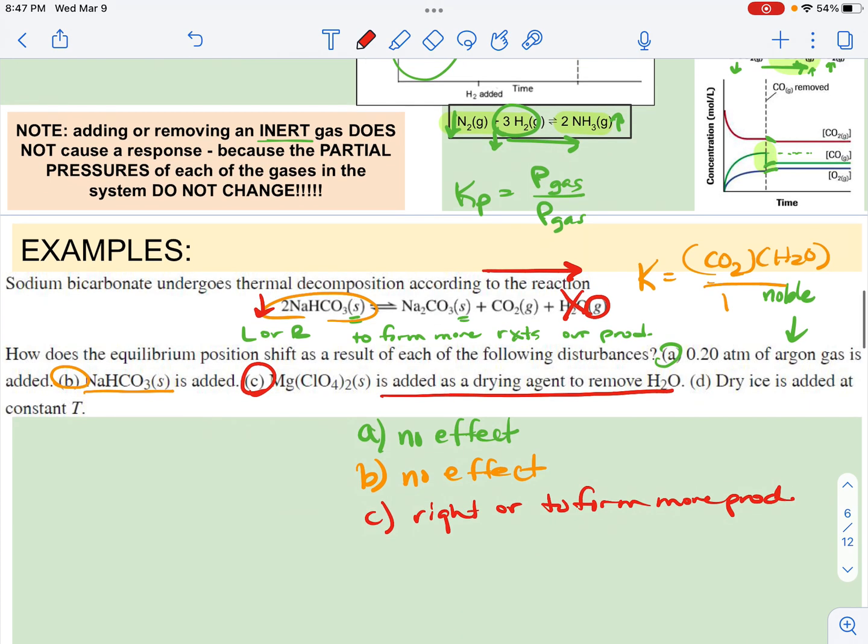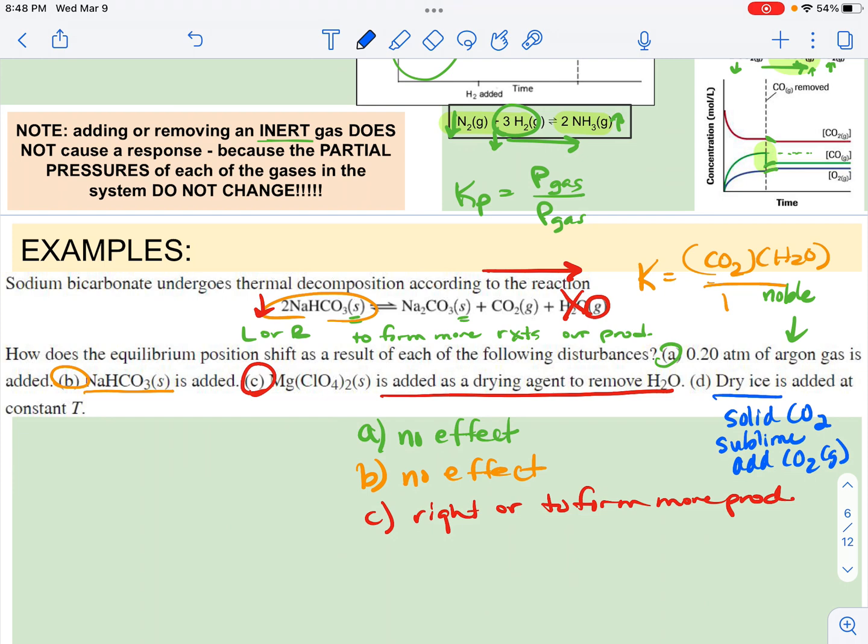And then finally, the last one is dry ice is added. And so you need to know that dry ice is solid CO2, but remember that the first thing that dry ice does at regular atmospheric temperature and pressure is sublime. So even though we're adding solid CO2, it's going to add CO2 gas to our system as it sublimes, even if the temperature is constant.